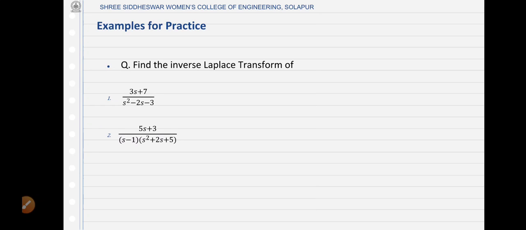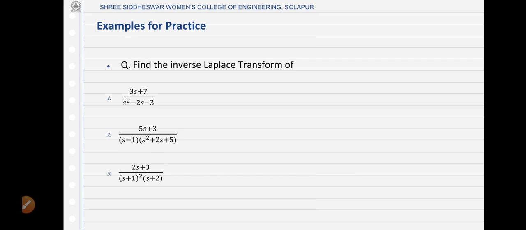In the second one, the numerator is 5s plus 3, denominator is (s minus 1) and (s square plus 2s plus 5). Denominator's first factor is linear one, but the second factor is quadratic, as it is having the imaginary roots, so it cannot be factorized into real factors. So you have to refer solution number 3 to solve this example number 2.